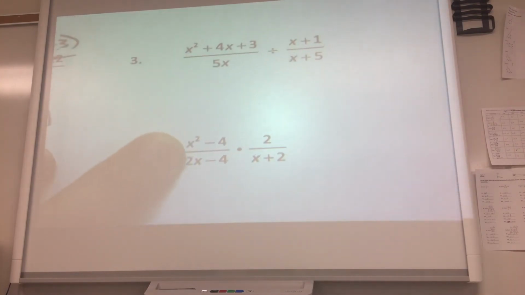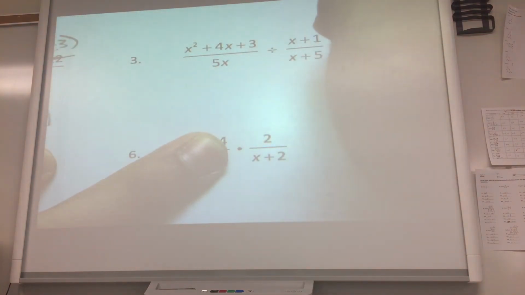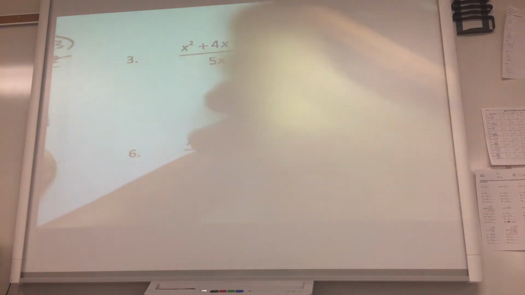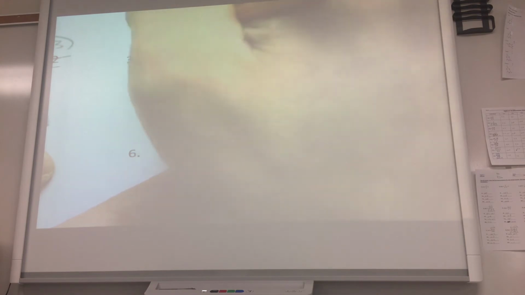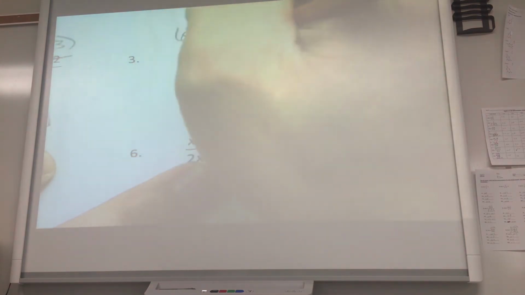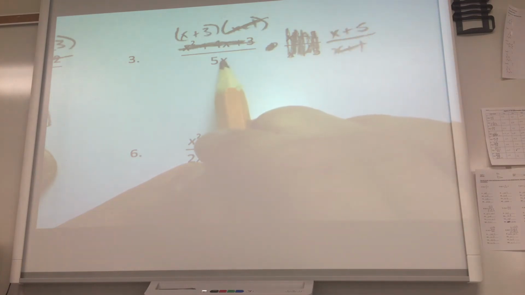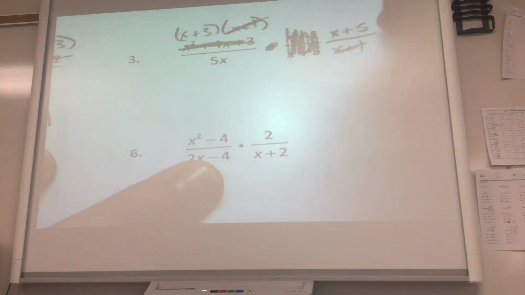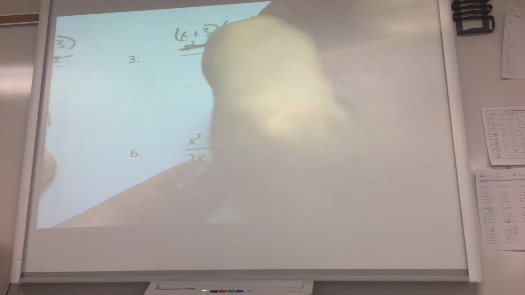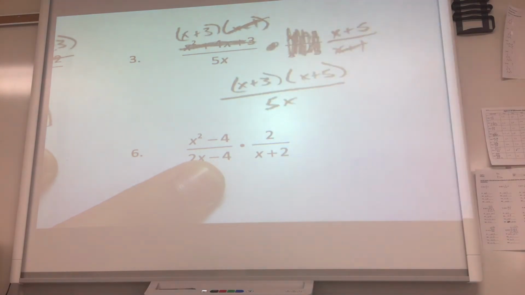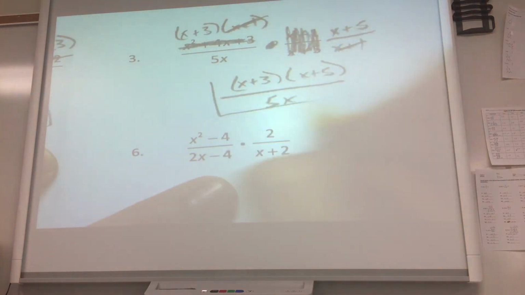All right, this one, division. So I'm going to first flip this right here, x plus 5 over x plus 1, and I'm going to make it a multiplication problem. So it's multiplication, so again, I'm going to factor everything. X plus 3, x plus 1, so that's factored now. Nothing else is factorable. X plus 1 will cancel with x plus 1. I have x plus 3 and x plus 5 up top. I have a 5x, so I cannot reduce any of that. So my final answer is going to be x plus 3, x plus 5, divided by 5x. Okay, that's my final answer.